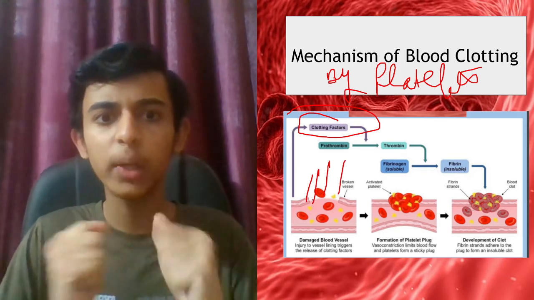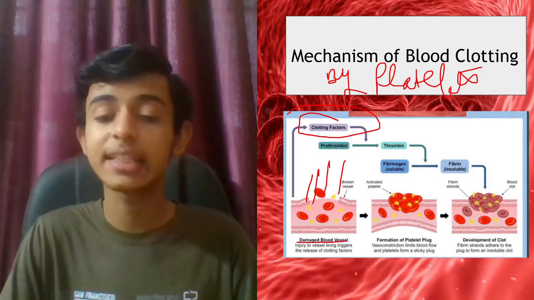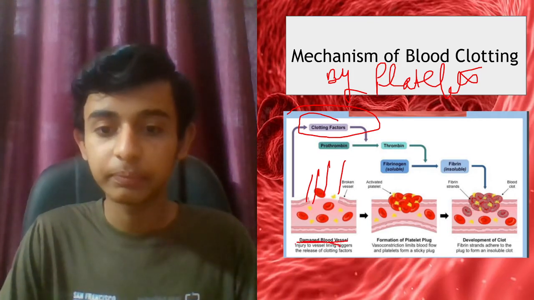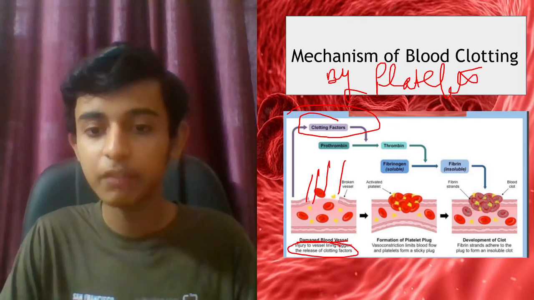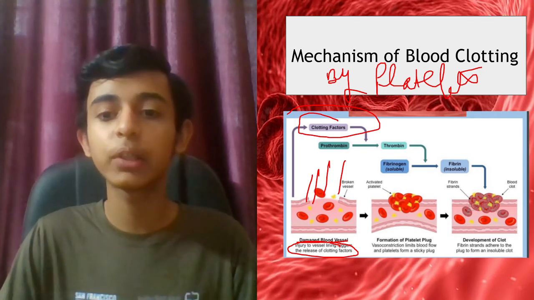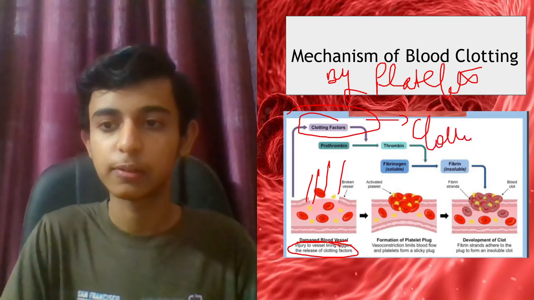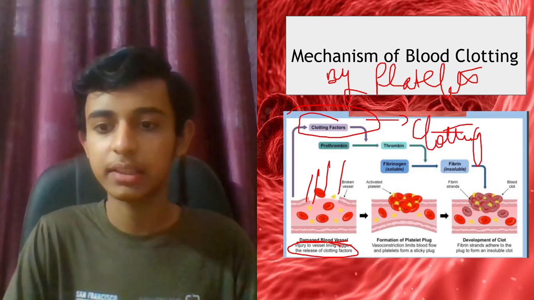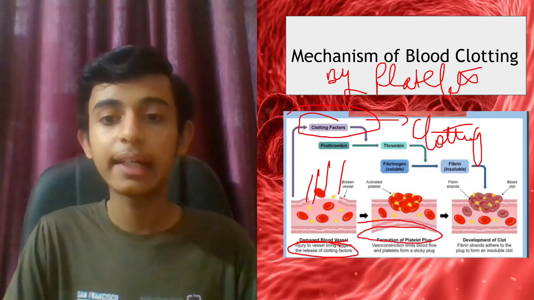They're going to say, oh, we are on charge. They will rush to the place where the blood vessel has been damaged, and the injury to the vessel lining triggers the release of clotting factors. These clotting factors are going to help in blood clotting. After that, the second step is formation of platelet plugs.